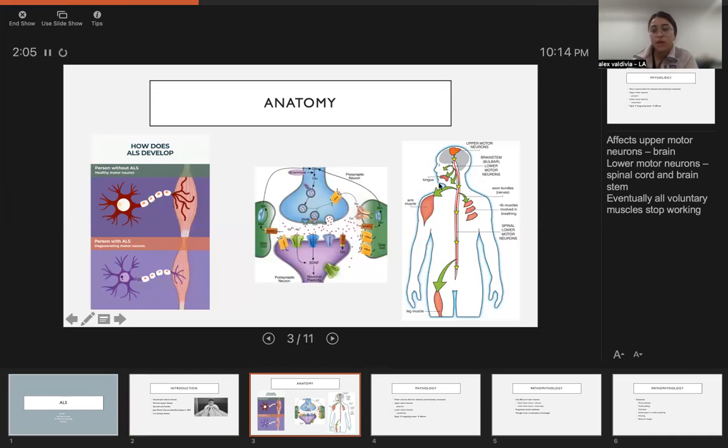This is another diagram of everything that it affects. So it does affect the upper motor neurons, which consist of the brain. The lower motor neurons would be the spinal cord and the brain stem. Eventually, all your voluntary muscles do stop working.